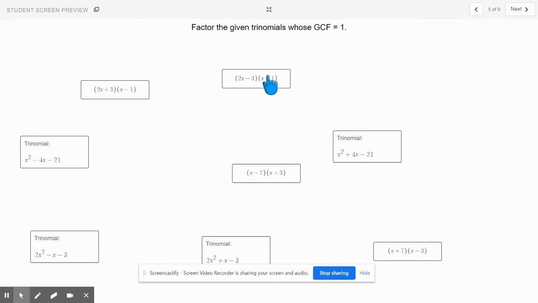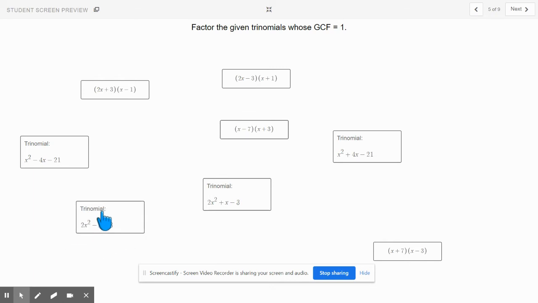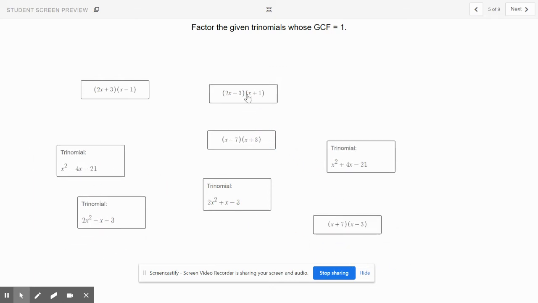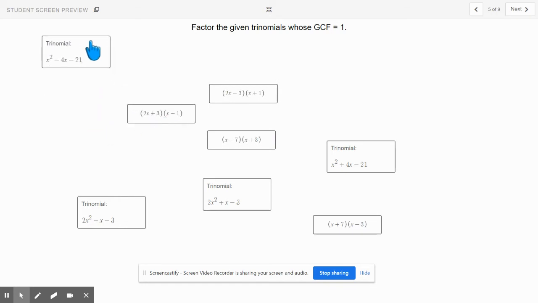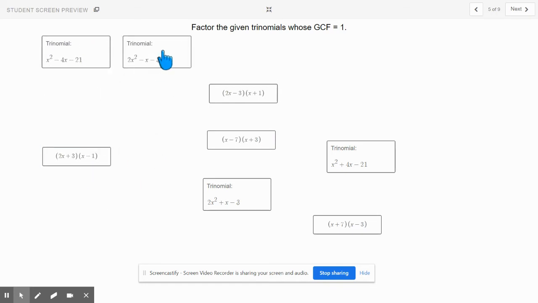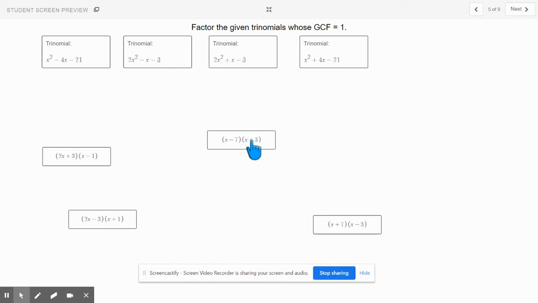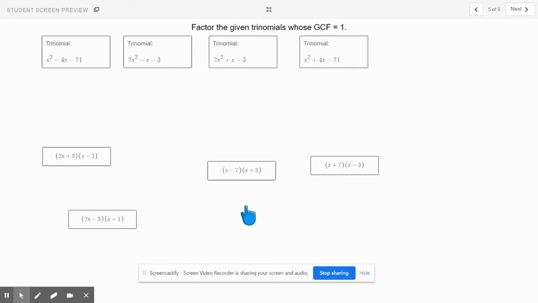All right, now factor the given trinomials so GCF equals 1. You're going to factor these out. You guys can do this. No big deal. Remember, you're going to do X games. If you'd like, I would put the trinomials on top to organize your work a little easier. Then go ahead and find out which answers are where.